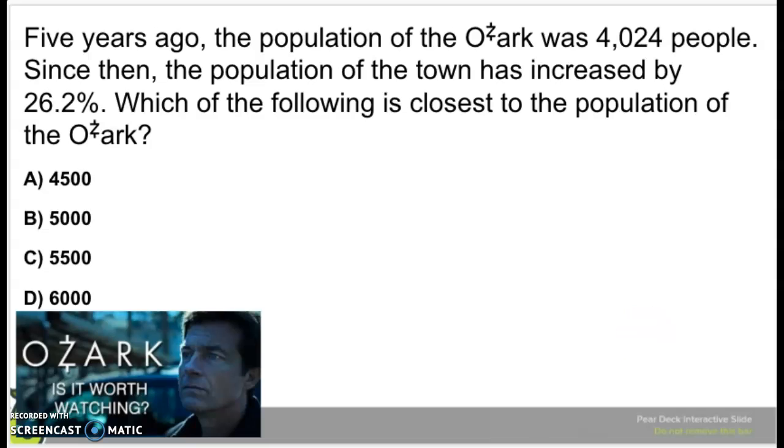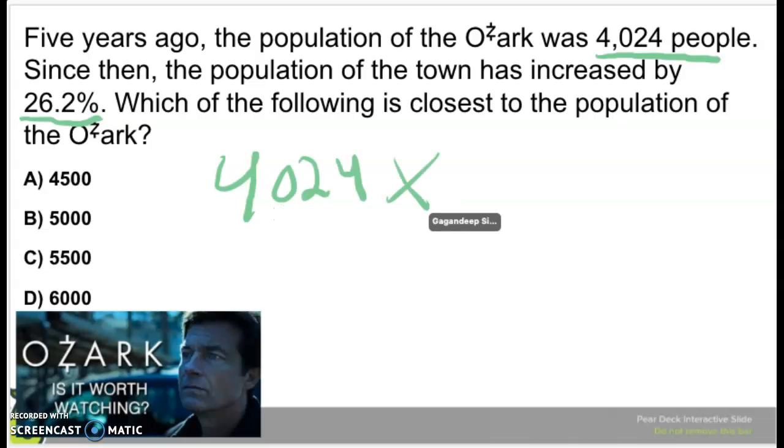Okay. So the population was 4,024 5 years ago. It increased by 26.2%. So we're going to go ahead and do the same exact thing that we did before, which is multiply. And remember, again, we need to turn this percent to a decimal. So we need to either divide it by 100 or move our decimal point 2 places to the left. That gives me 0.262.